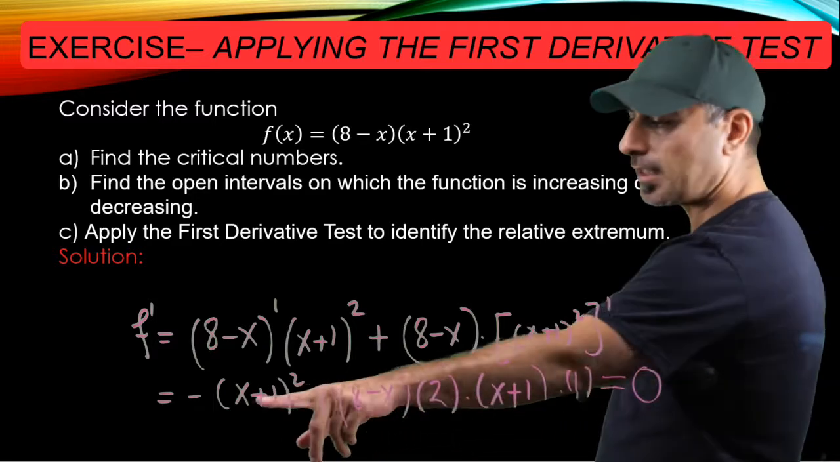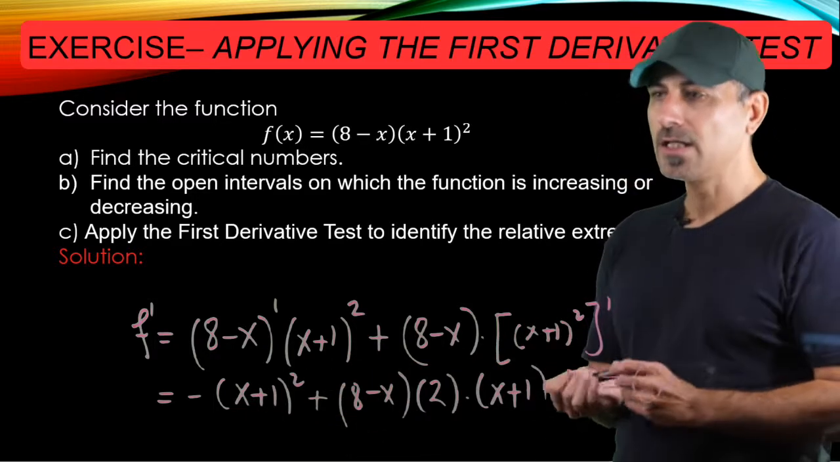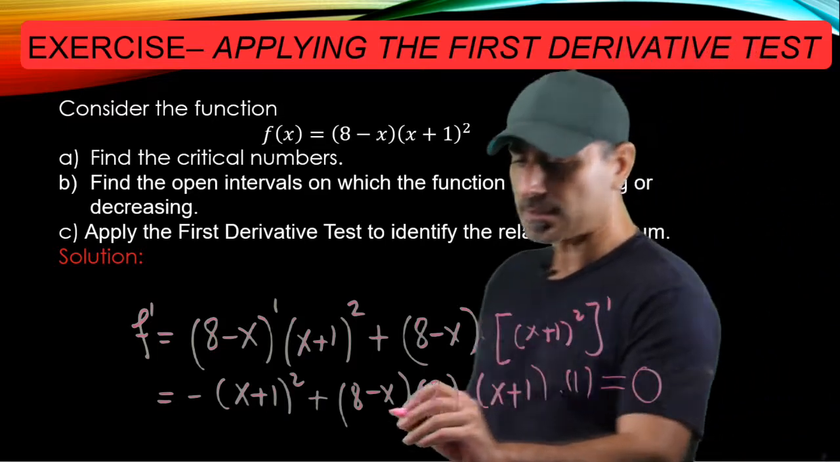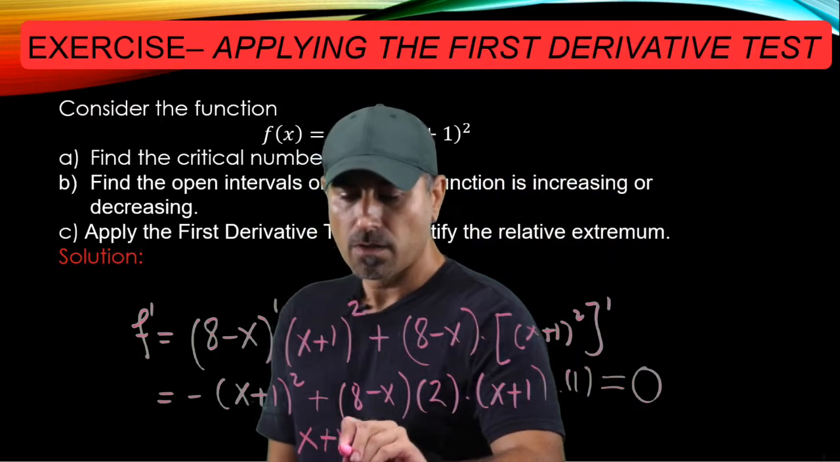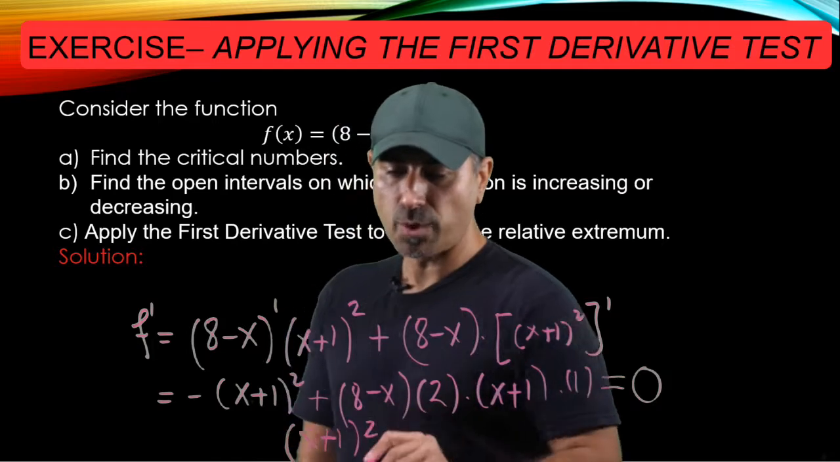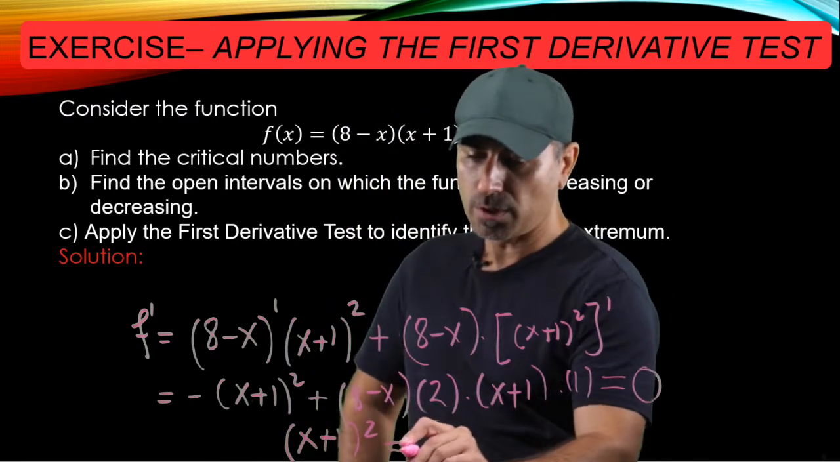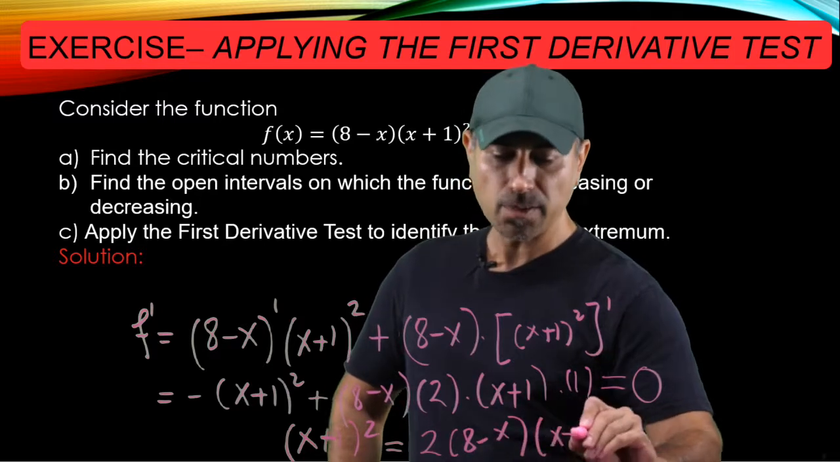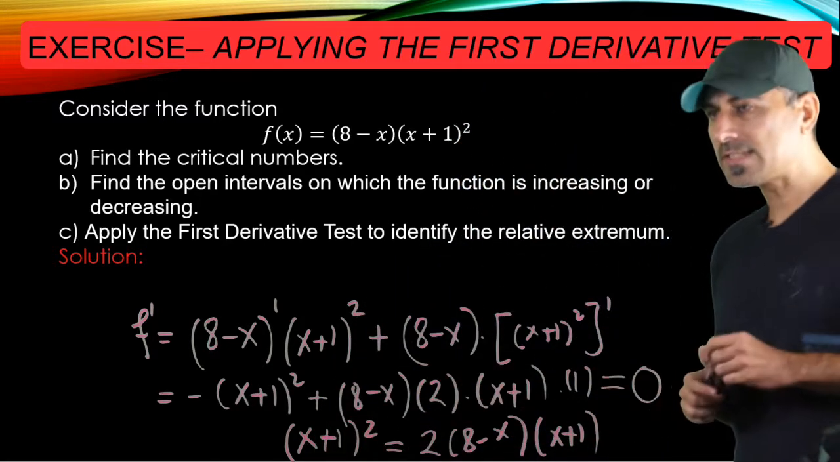Well, we can add (x + 1)² to both sides of the equation to get (x + 1)² equals 2(8 − x)(x + 1). And this is a good exercise for you.